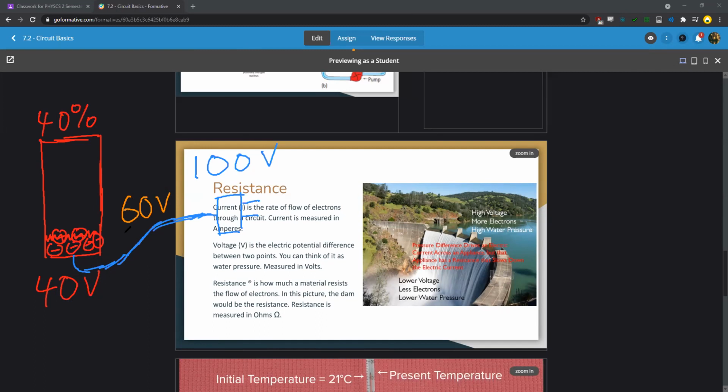Because there's less difference, your electrons are still going to flow through. But what do you think happens to the speed at which electricity flows, compared to before, when it was 10% and your potential difference was 90 volts? What do you think happens to the speed at which your phone is charging?